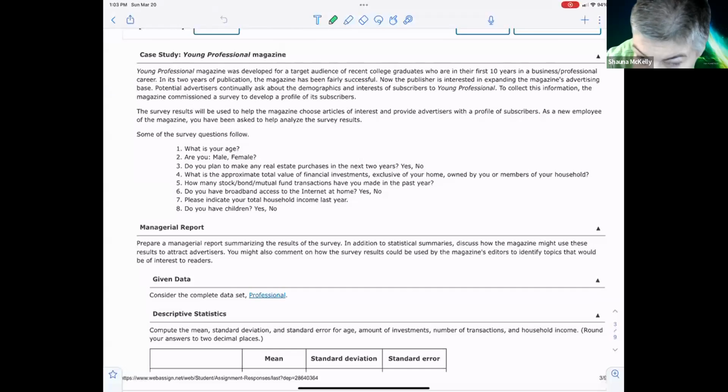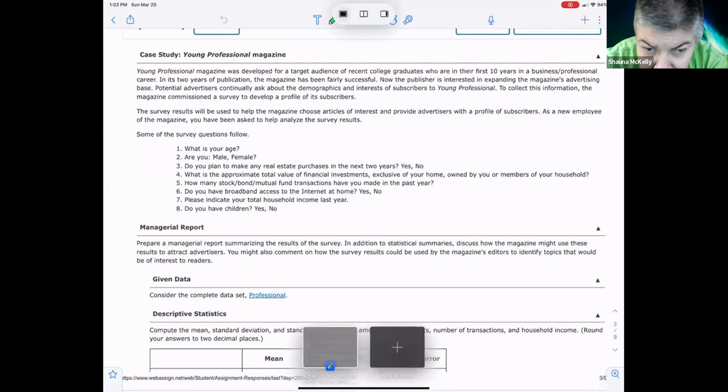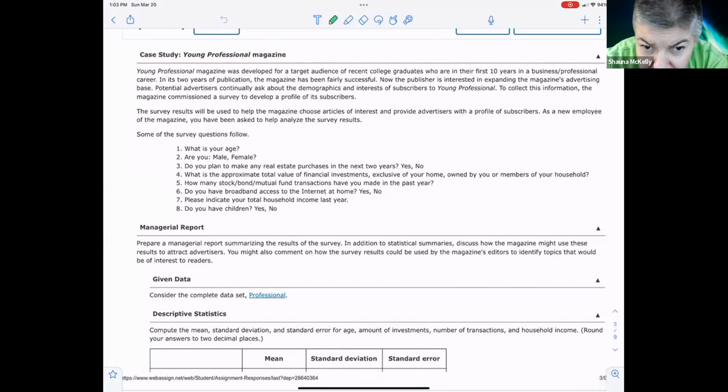Young Professional magazine was developed for a target audience of recent college graduates who are in the first 10 years of their business professional career. In its first 2 years of publication, the magazine has been fairly successful. Now the publisher is interested in expanding the magazine's advertisement base.